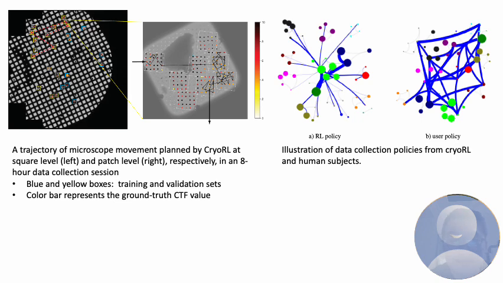On the right-hand side, we have an illustration of data collection policies from CryoRL and a human subject. And the size of the dots in these figures represents the quality of different squares. And one can see that CryoRL data collection has trajectories that are centered on the squares with higher quality compared to the user policy. So those are the two intuitive demonstrations of why CryoRL could improve the cryo-EM data collection quality.